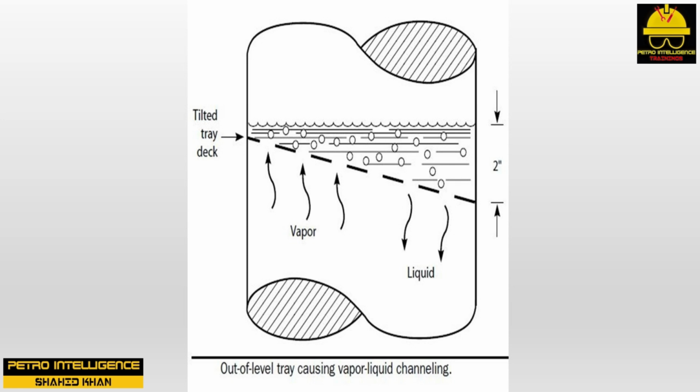Vapor flow through the low area of the tray deck ceases. The aeration of the liquid retained by the weir on the low area of the tray deck stops, and hence the hydraulic tray pressure drop increases even more. As shown in the picture, the liquid now drains largely through the low area of the tray. The vapor flow bubbles mainly through the higher area of the tray deck. This phenomenon is termed vapor-liquid channeling.